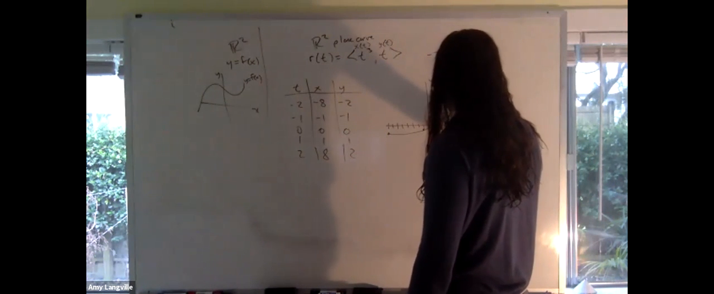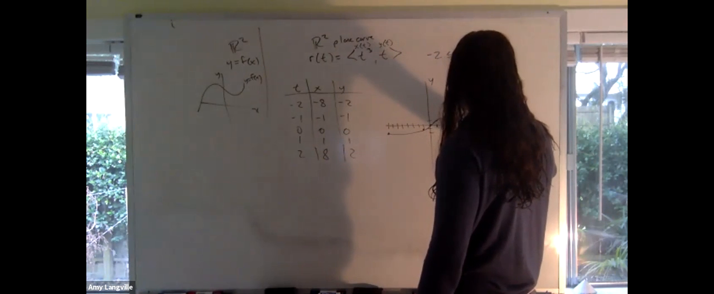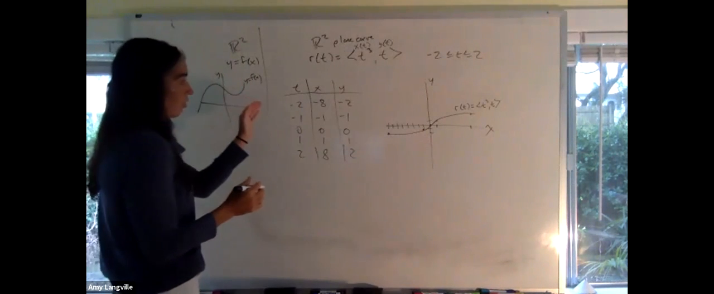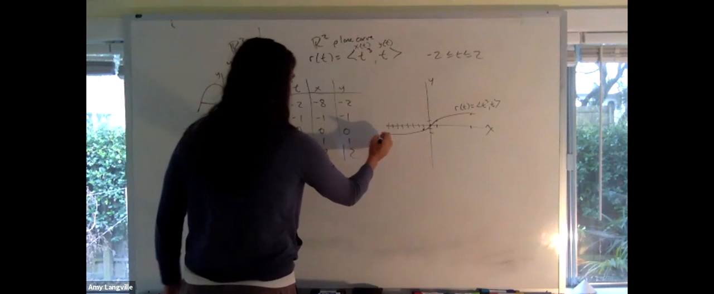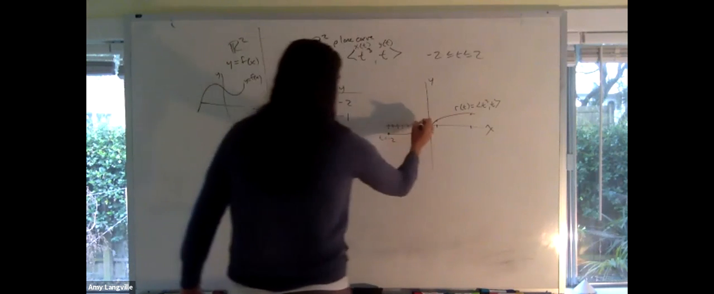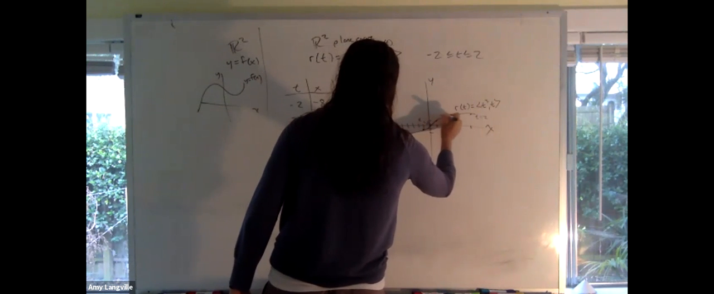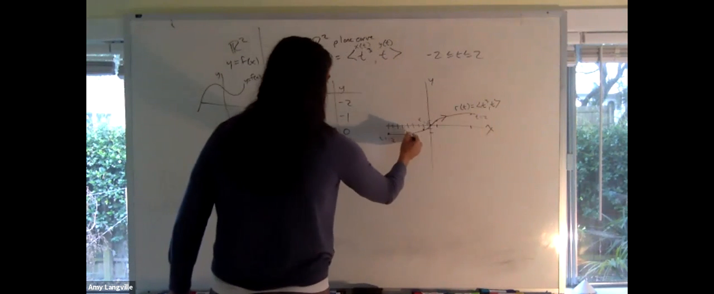This is our function r of t equals t cubed, t. But we put a direction of motion. So we go from the -2's over here. This was when t was -2. This middle one is when t is 0, and this is t equals 2. So the direction of travel is that way. You can put a couple arrows if you like.